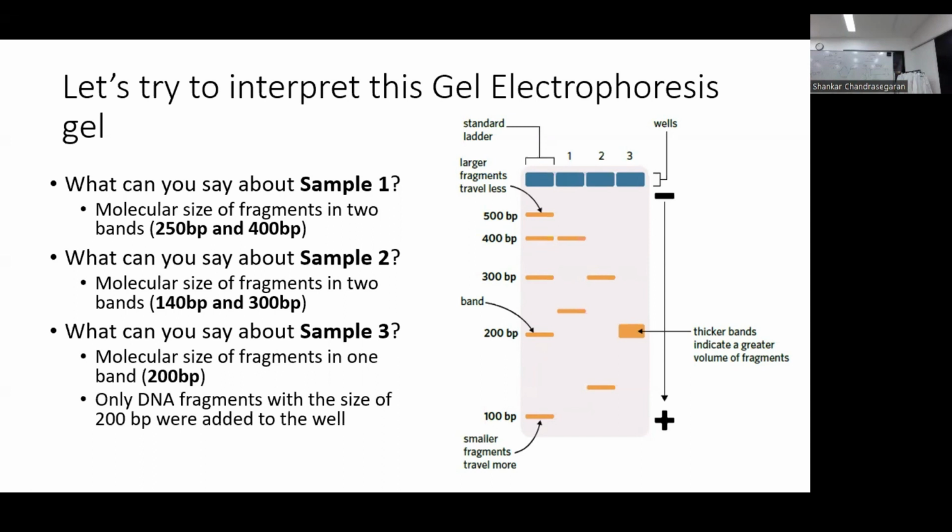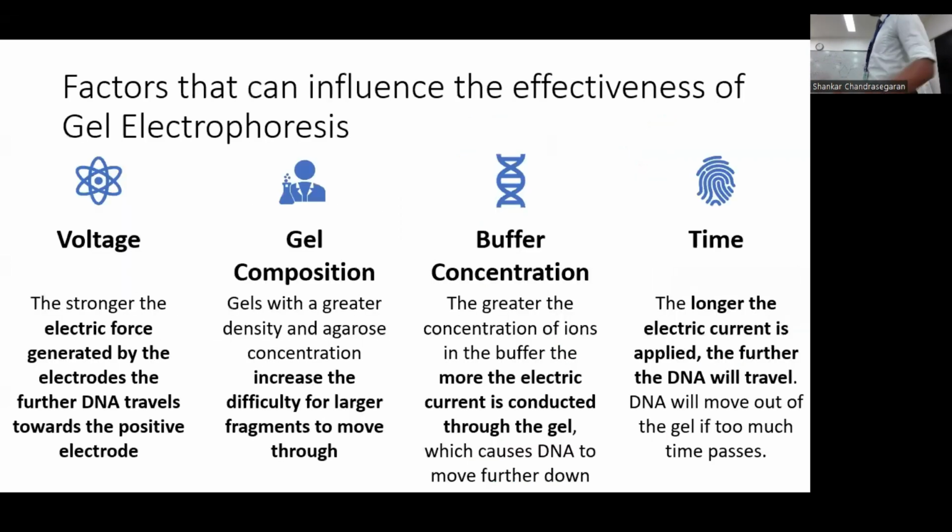The second thing you can make out is only DNA fragments with the size of 200 base pairs were loaded in the well in the first place, because actually no other bands have been made, and the band at 200 is so much thicker compared to any other band that's been formed. So that shows that all the fragments that were put into well 3 were basically 200 base pairs. Okay, these are the kind of information that they are expecting you to be able to derive from a gel electrophoresis, and then you have to use that information to compare against other samples.